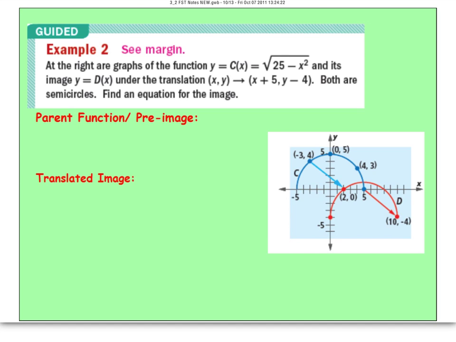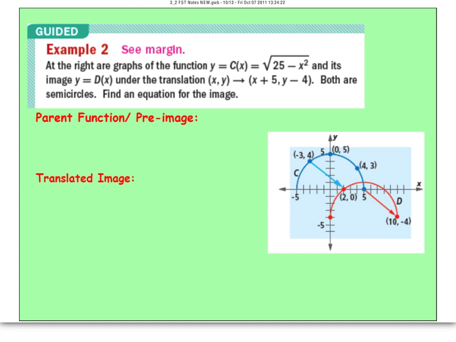Now, learning objective D wants us to actually write the equation for an image. And I'm just going to do what we've been doing to this point. If we look at this here, it says at the right are the graphs of c of x, which is a square root of 25 minus x squared, and its image D. So here's C and here's D, so we're going from the blue graph to the red graph.